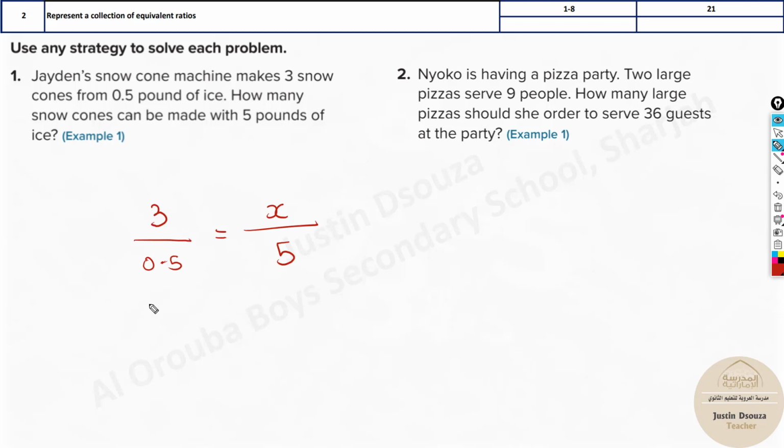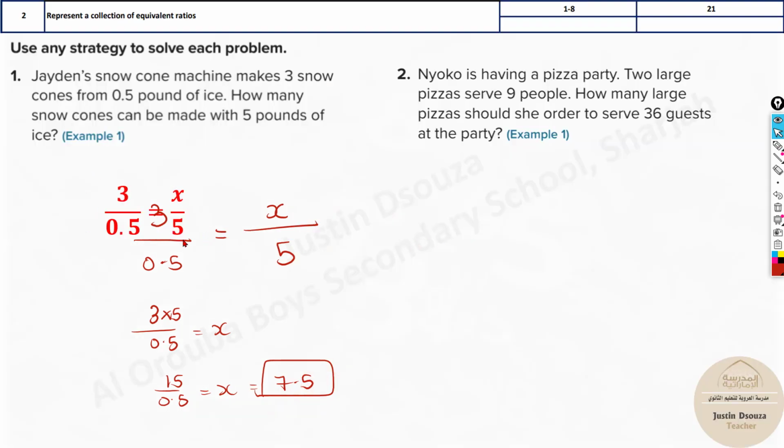Now take this 5 to the other side. It will be 3 multiplied by 5 divided by 0.5 equals x. Now 3 times 5 is 15 divided by 0.5 equals x. That is 7.5. This is the answer. The same concept is continued now. You can see here, 3 by 0.5 equals x by 5.